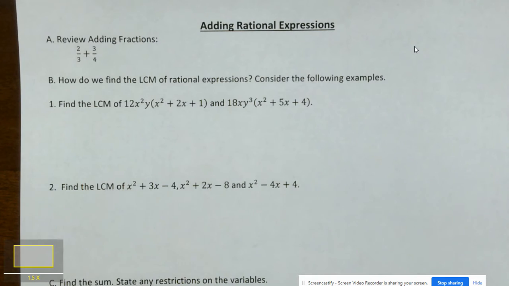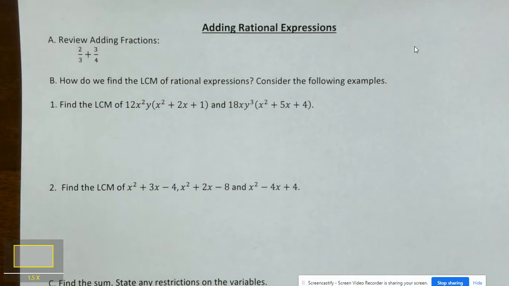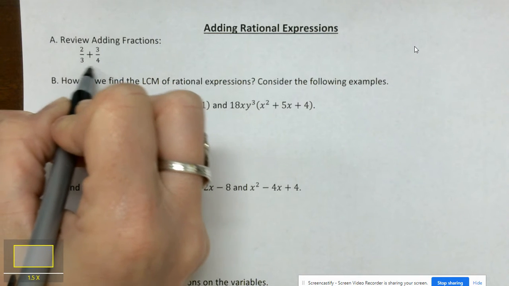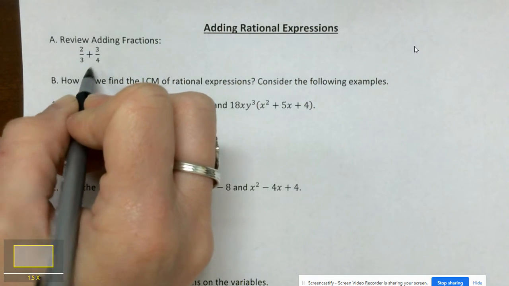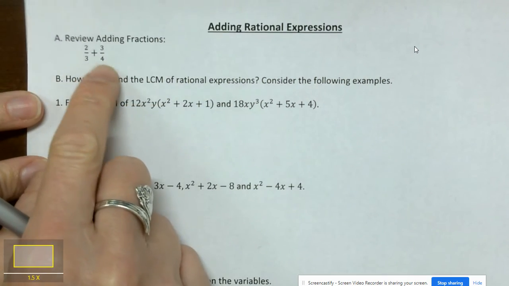So before we talk about adding rational expressions, I just need to review with you, what if we were adding regular fractions, 2/3 plus 3/4? Now, if you'll remember when you added fractions back in probably elementary school, you had to come up with a common denominator, okay? And normally what you did was you found the least common multiple of these two down here.